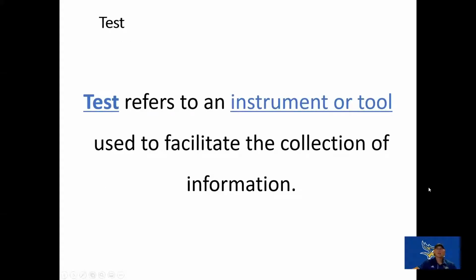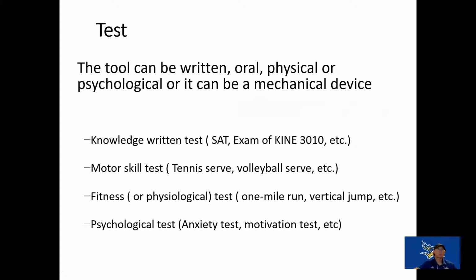The test is slightly different than the measurement. The test is the tool that we use to collect that information or to allow for the measurement. So if we're looking at how far you can jump, our test will involve our measuring tape and you jumping. So we're facilitating that measurement through an instrument or a tool, in this case a tape measure.